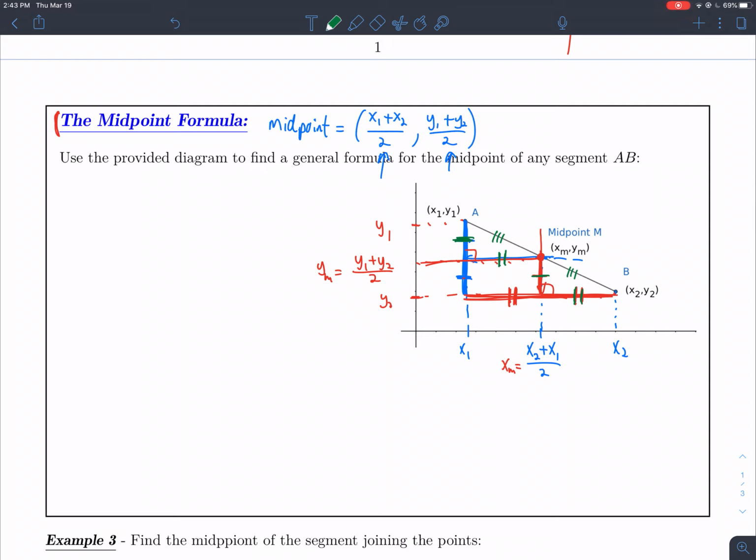So because of my choices here, Pythagorean theorem says that those two segments are the same. And if this is the same as this, then I know that (x sub m, y sub m) is the midpoint of the segment. Okay?